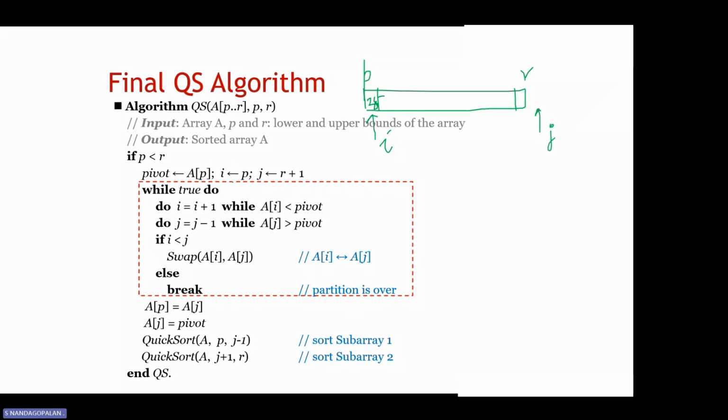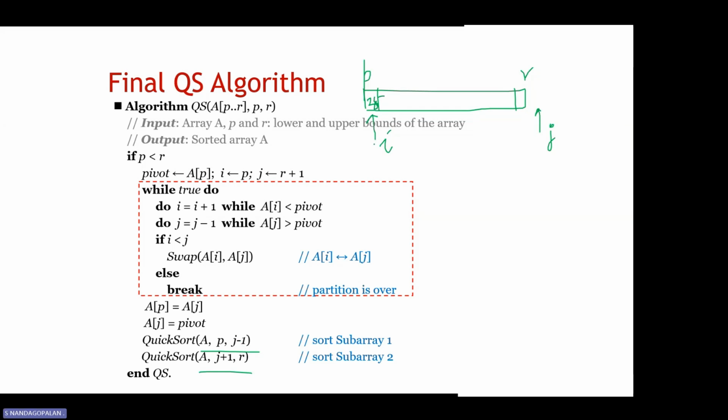This p and r will keep changing as you go through the recursion. First time it's the full array. Next time it will be the left half, right half, positional based. That depends upon how you call your recursive algorithm. Once you find the position j, then you can go from p to j minus 1, and j plus 1 to r. I'll come to that.